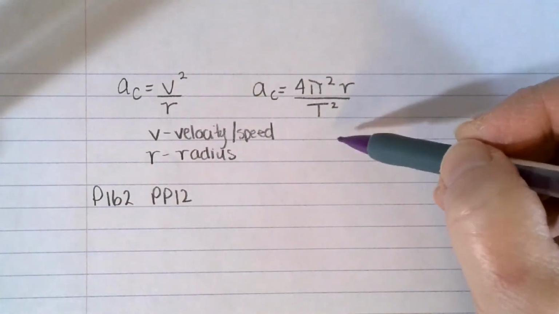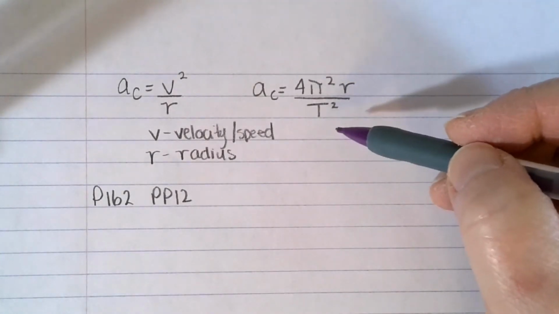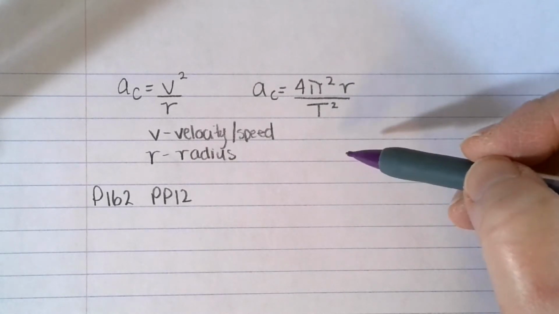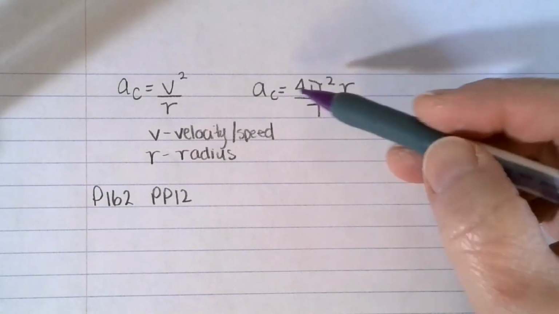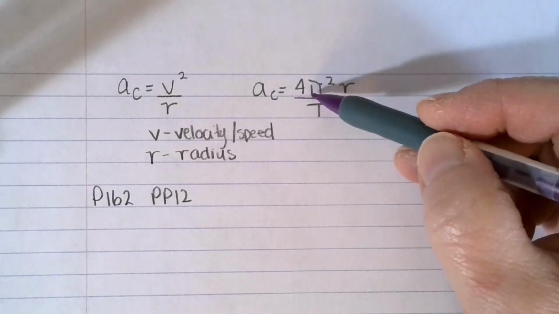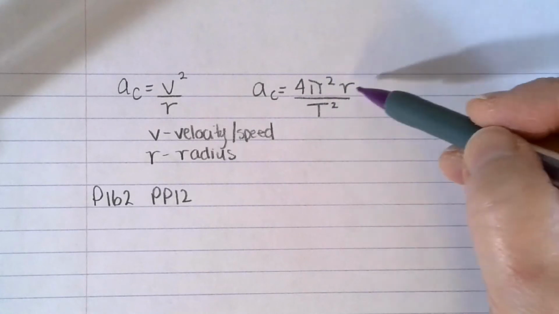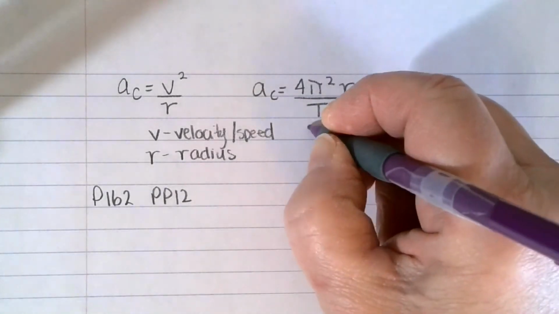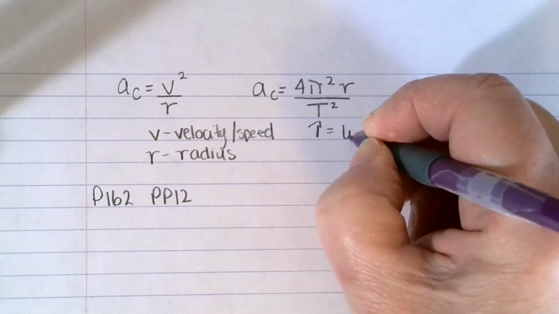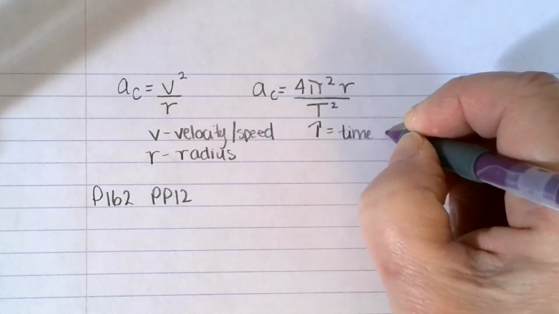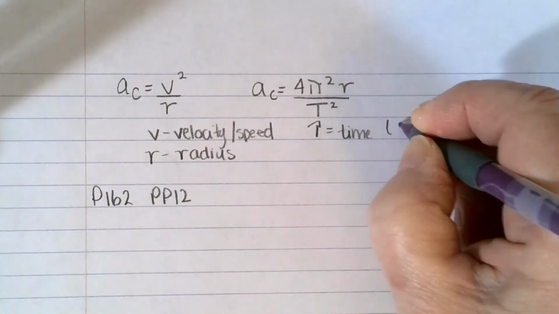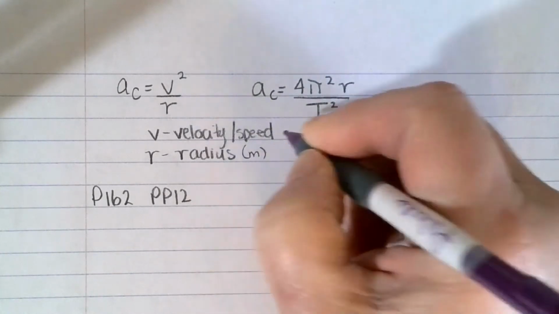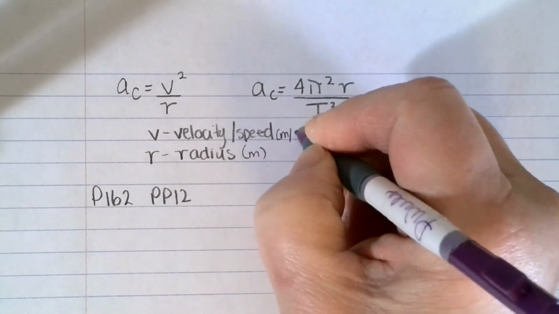Another way to write that, when you manipulate it a little bit and do some algebra on it using different variables, we also get an equation that says the centripetal acceleration is due to 4 times pi squared times the radius divided by the time squared. So this t is the time. Normally time is in seconds, radius is in meters, and this is in meters per second.